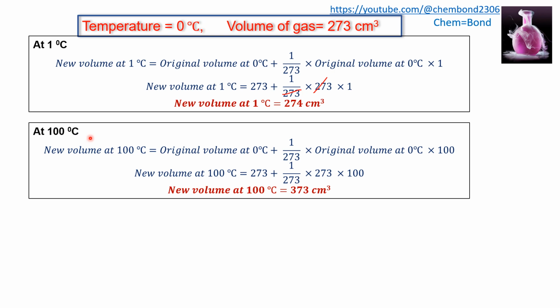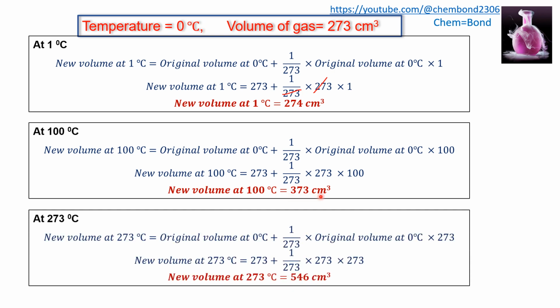Now increasing the temperature up to 100 degree C, the new volume will be 373 cm cube. The remaining formula is the same, so we put 100 in place of 1 in the previous example. Changing the temperature up to 273 degree C, putting 273 in place of temperature, we get 546 cm cube. From this calculation, we find that an increase in temperature causes an increase in volume. That is the proof of Charles's law: 274 at 1 degree C, 373 at 100 degree C, and 546 at 273 degree C. So there is an increase in volume when we increase the temperature.